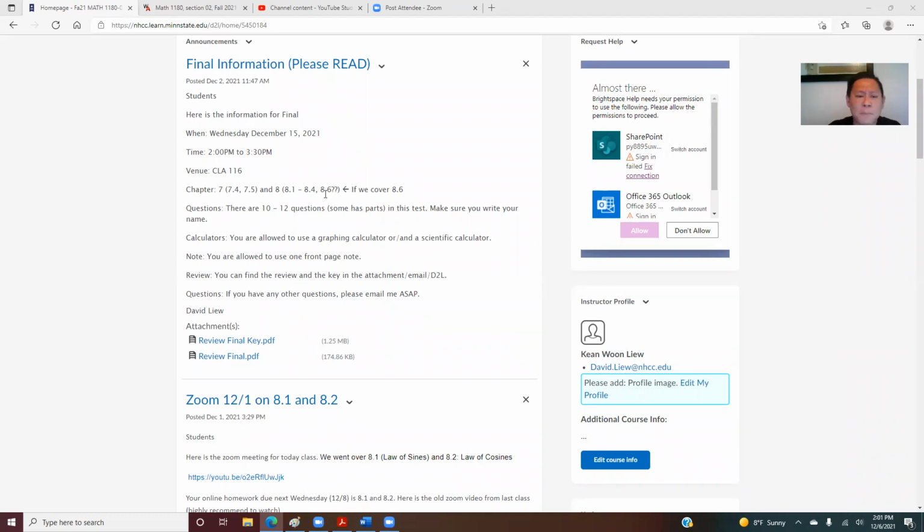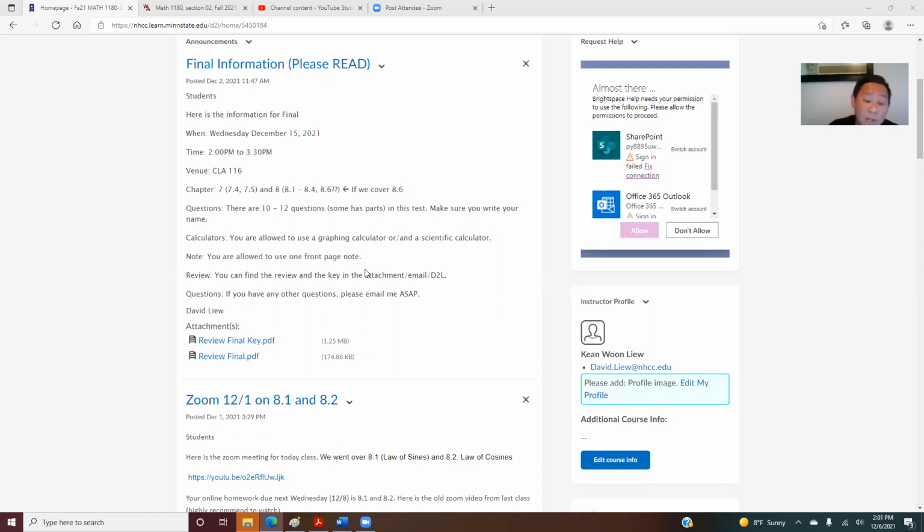So I think we might be able to cover 8.6 because we will cover 8.3 and 8.4 today, and then 8.6 on Wednesday. So we were able to cover these sections here. There will be 10 to 12 questions in your finals. You are allowed to use either a graphing or scientific calculator in your finals, so you can use either one or both of them.